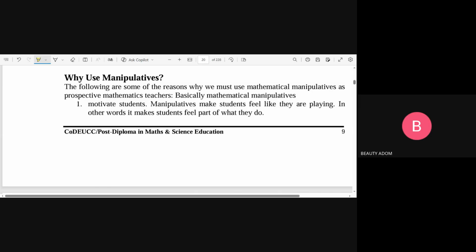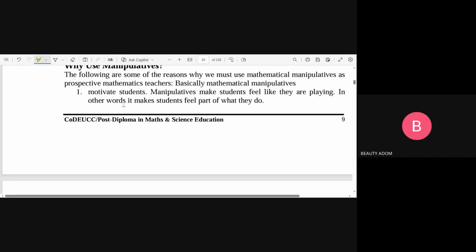So the first thing is to motivate the students. Manipulatives make students feel like they are playing. In other words, it makes students feel part of what they do. Yes, can you summarize? You read and try to summarize. Okay, so while they are using their hands to play with the manipulatives, it motivates them. It makes them enjoy what they are learning.